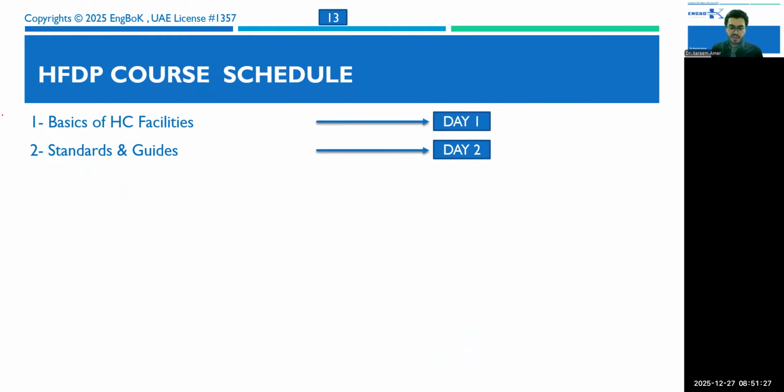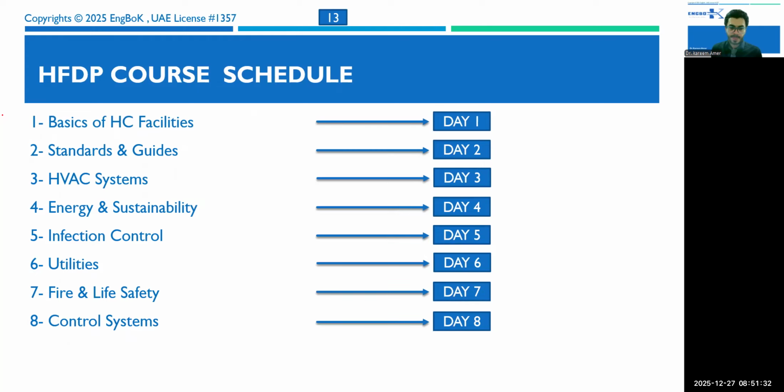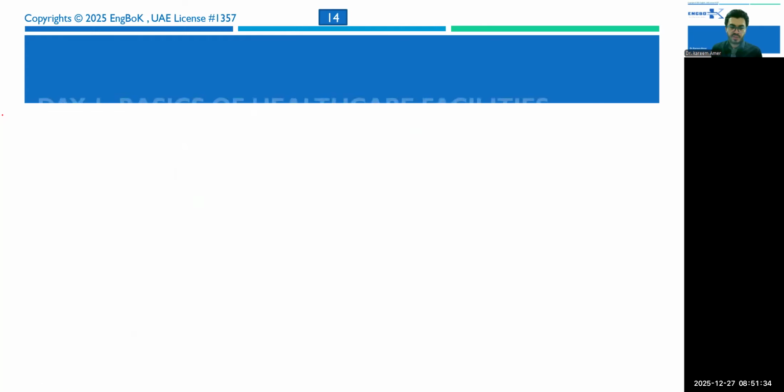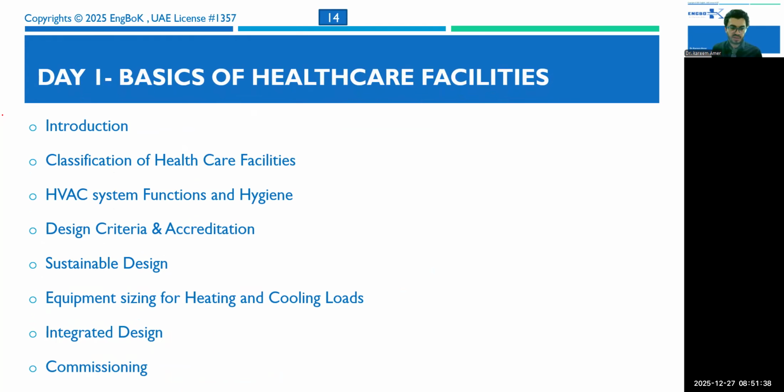As we said here, the course content is 10 lectures, 10 days. The first day will be about the basics of healthcare facilities. We have an introduction about healthcare facility classifications, HVAC system function, hygienic criteria, accreditation, sustainable design, equipment sizing for healthcare, heating and cooling loads, integrated design and commissioning.